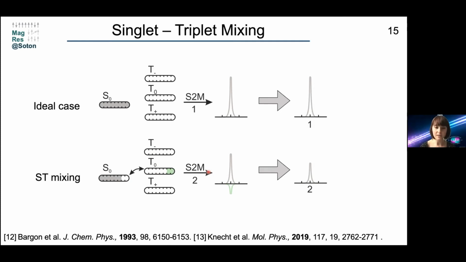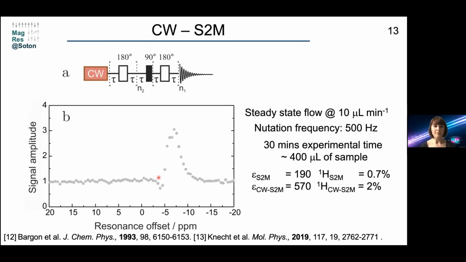So there were a few methods already discussed at the conference, and today we will also use similar methods, which is just the CW irradiation. By applying CW irradiation, we scramble populations equally around the triplet manifold, but most importantly, we can prevent the singlet triplet leakage if we are on resonance with the species and the power of the CW is strong enough.